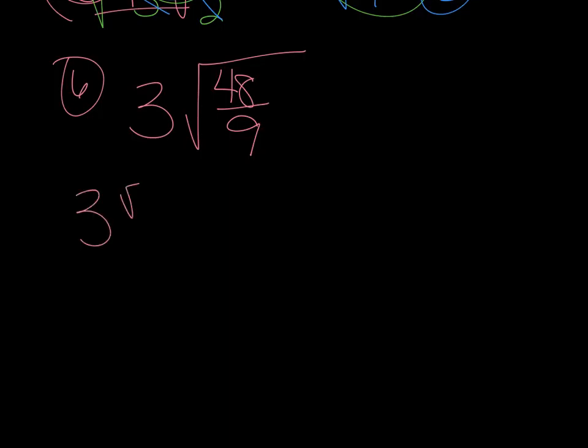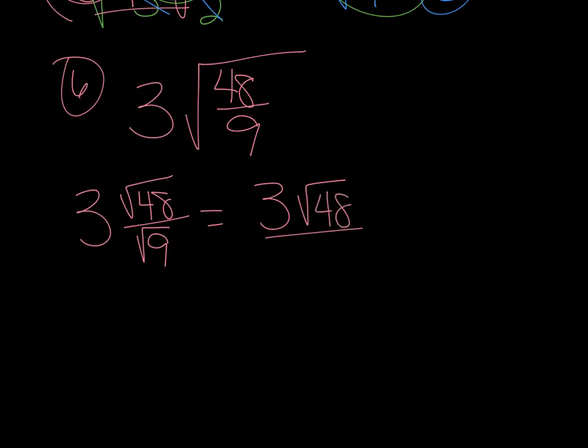Instead, let's take 3 times the square root of 48 over the square root of 9 and just go ahead and break this up into its 2-part square root here. Okay? And we'll wait for that square root of 48 for a second. So I have 3 square roots of 48. The square root of 9 is just 3, which turns out to work kind of nicely.